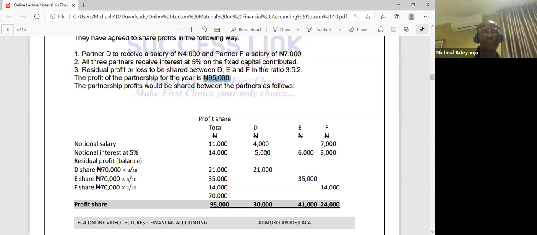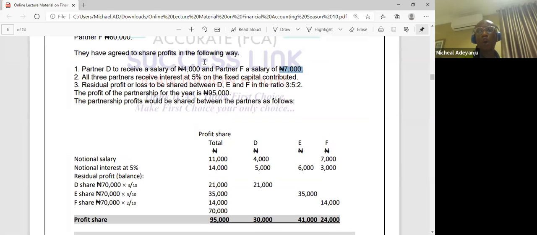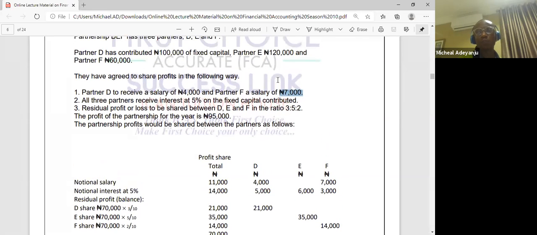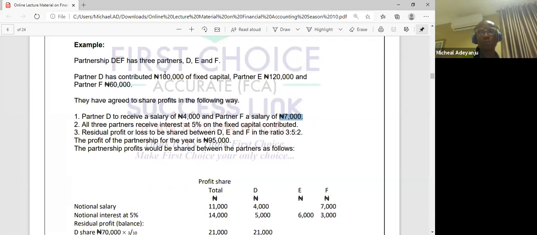How did they get this notional salary and notional interest? Notional salary is already given in the question. There's no two ways about it. It's always been given: 4,000 and 7,000 for partner D and partner F. And for partners that receive interest, all three partners receive interest at 5% on the fixed capital contributed. So what is the capital contributed? D contributed 100,000. So 5% of 100,000 is 5,000.